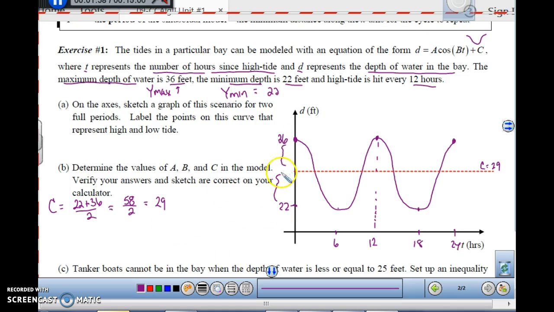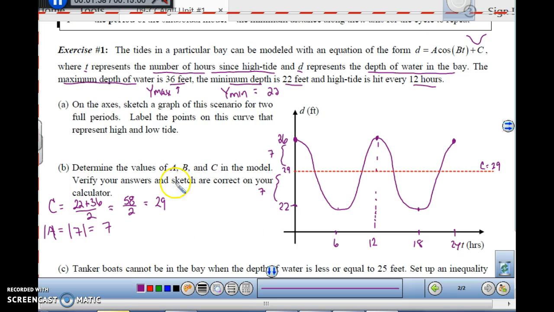So we know this is going to be 29. So what is the amplitude going to be? The amplitude is going to be the absolute value of 7, because this is 7 here and 7 here. So the amplitude is going to be 7. So we know A is 7. Now we know A, we know C. Now we need to figure out B.